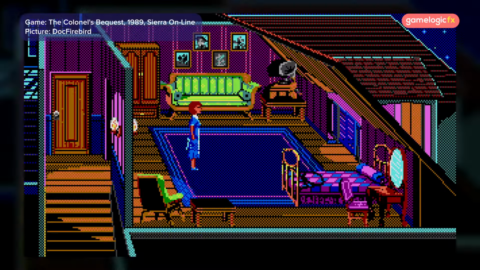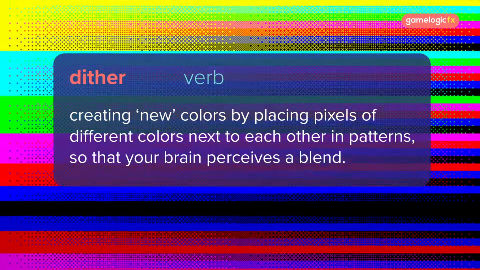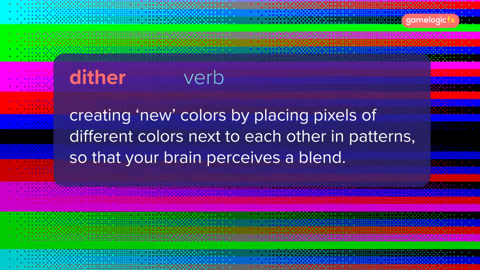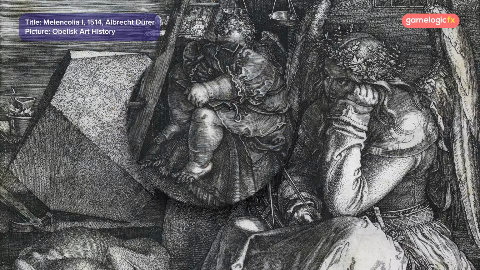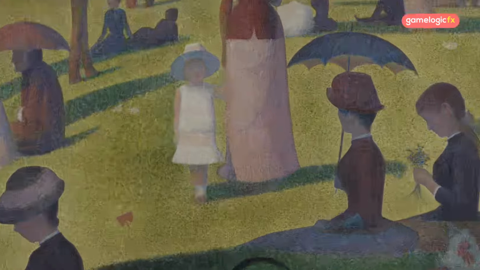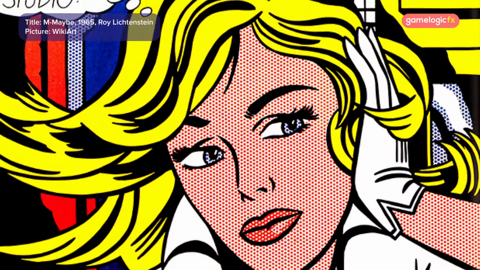Have you ever noticed the dot patterns on old newspapers or the grainy look of early computer games? Dithering is the art of creating new colors by placing pixels of different colors next to each other in patterns, so that your brain perceives a blend. A simple example is this checkerboard pattern of black and white pixels, which at a certain viewing distance appears gray. This concept long predates computers. Artists have used dots or small marks to expand their color palettes for centuries.